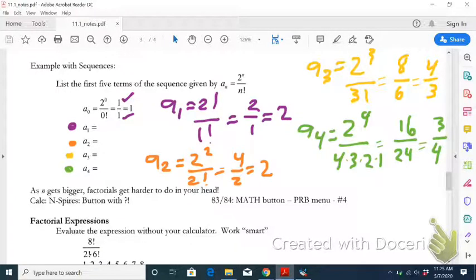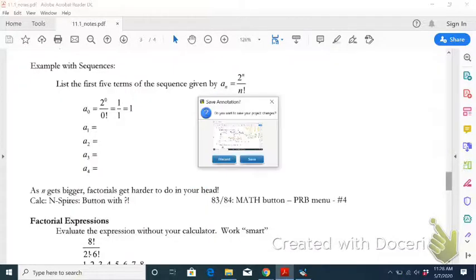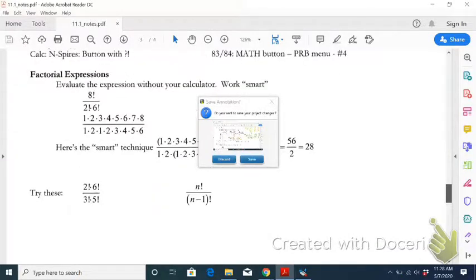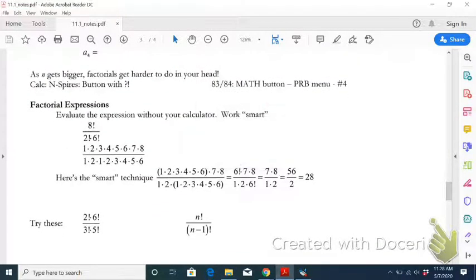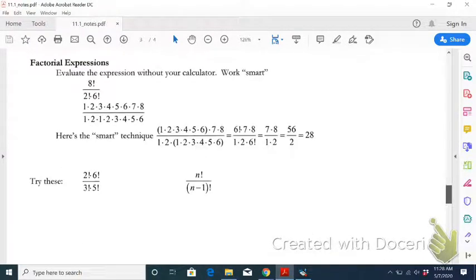Okay, so here are the answers on the right, just to get a feel for doing that by hand. As n gets bigger, factorials get harder to do in your head, right? Like anyone could do 5 times 4 times 3 times 2 times 1, but then try multiplying that by 6, and then 7, and then 8, and then 9. It gets big fast. So you want to know how to use the calculator with these. I will show you how to do that on the calculator and a bunch of things on the calculator in the next video. But last thing on factorials is just a way you can simplify them without a calculator.